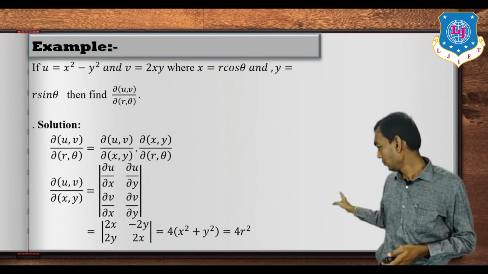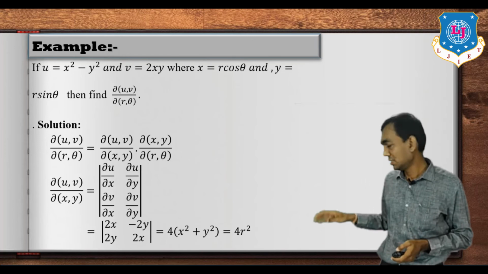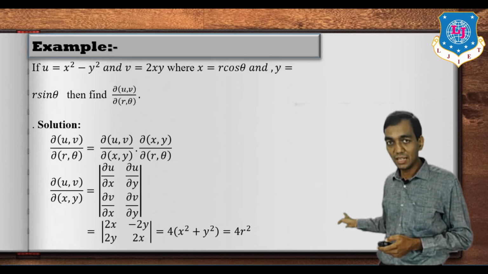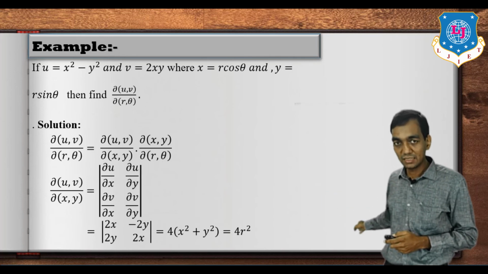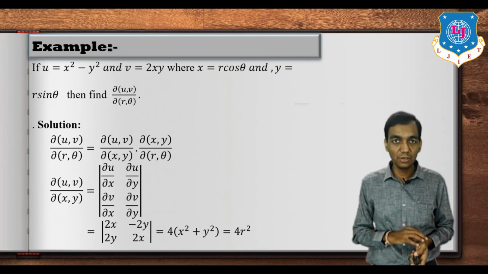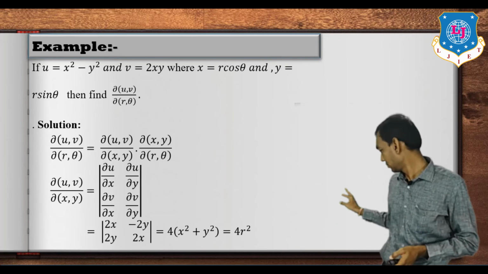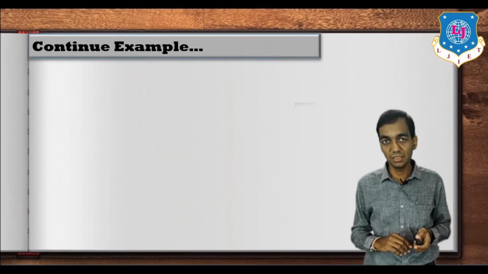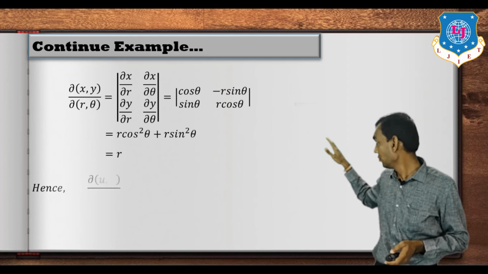So first, the Jacobian of u, v, that means ∂(u,v) with respect to ∂(x,y), is nothing but the determinant of first row ∂u/∂x, ∂u/∂y, second row ∂v/∂x, ∂v/∂y. So ∂u/∂x has a value 2x, ∂u/∂y has a value minus 2y. ∂v/∂x has a value 2y and ∂v/∂y has a value 2x. Cross multiply and simplify, that will give 4x square plus 4y square, 4 common out, and that will give 4r square.